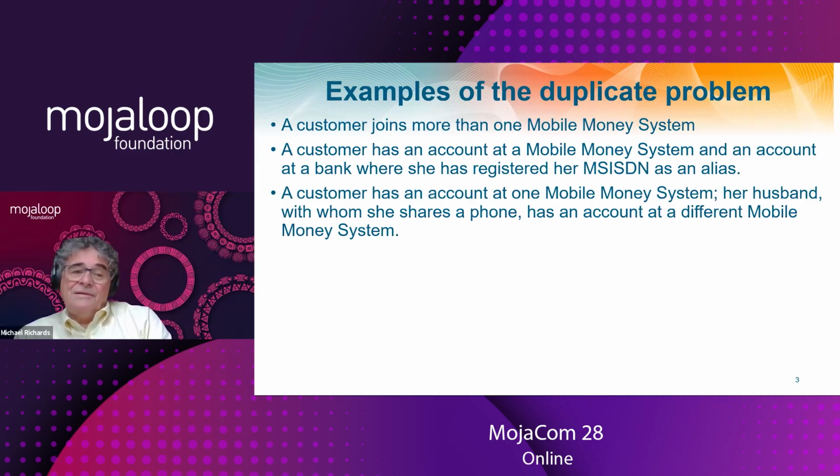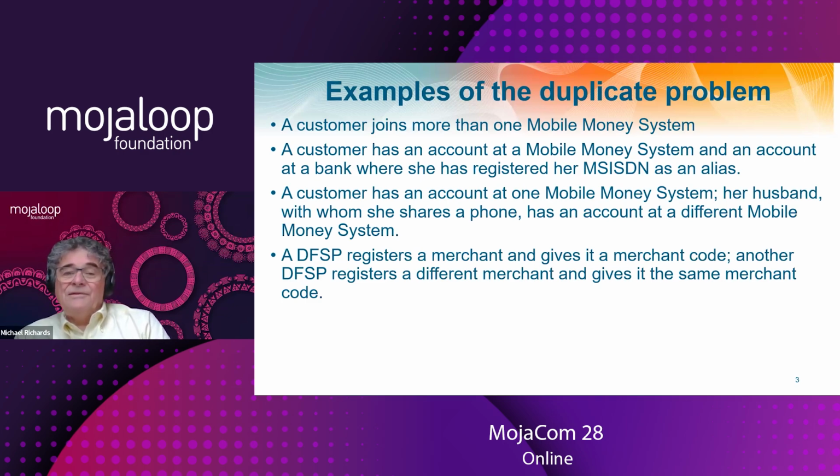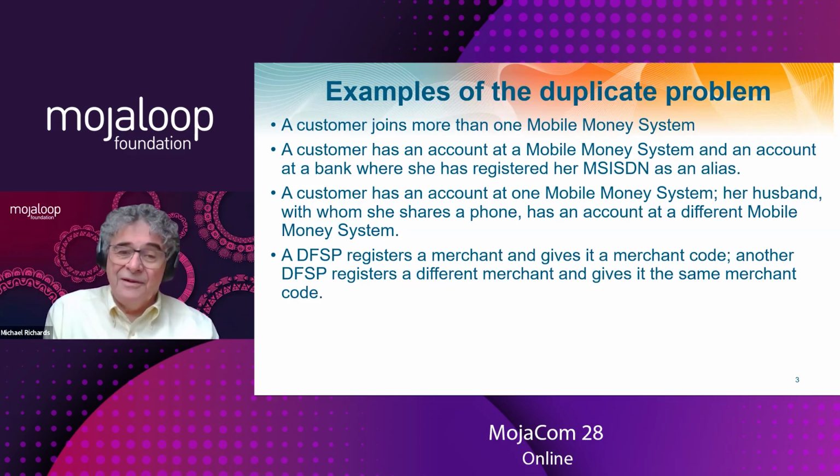In another instance, a customer has an account at one mobile money system and her husband has an account at a different mobile money system, but they share a phone. So depending on who's using the phone, payment needs to go to a different mobile money system. Another instance, a DFSP registers a merchant and gives it a merchant code. Another DFSP registers a different merchant, but gives it the same merchant code.